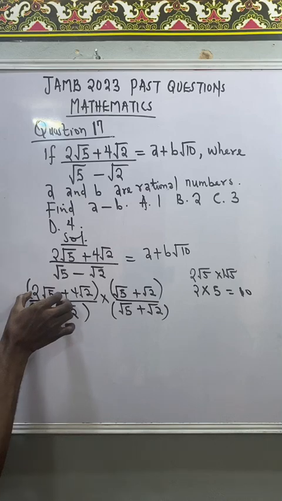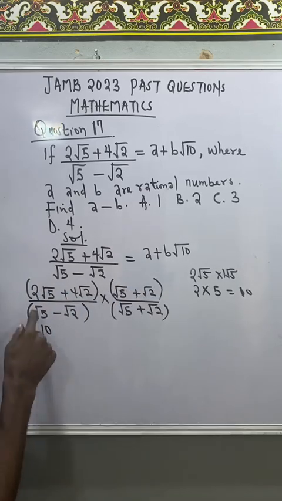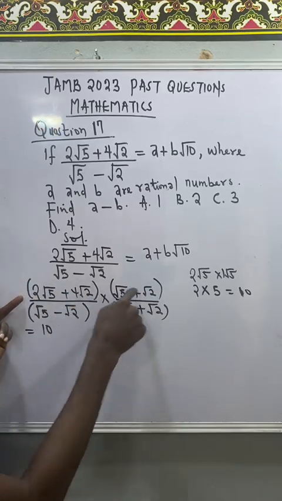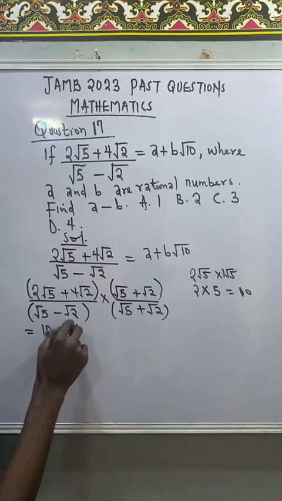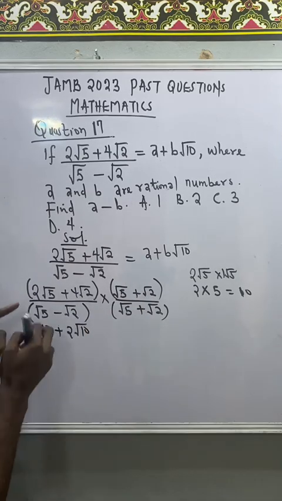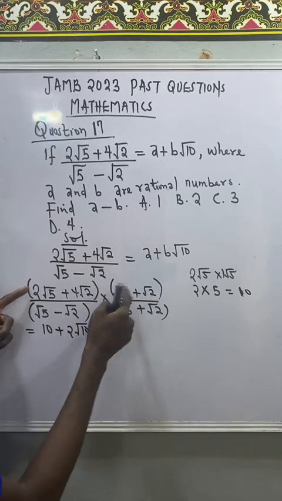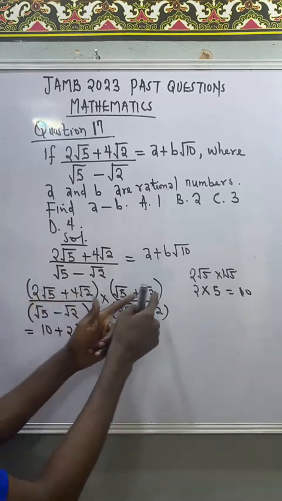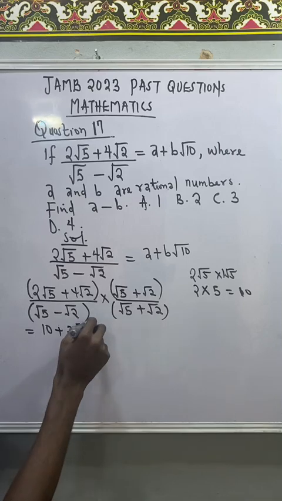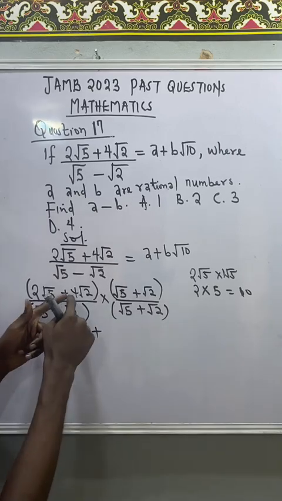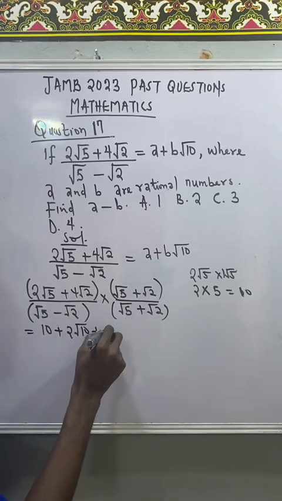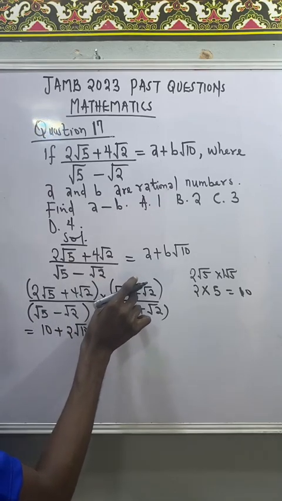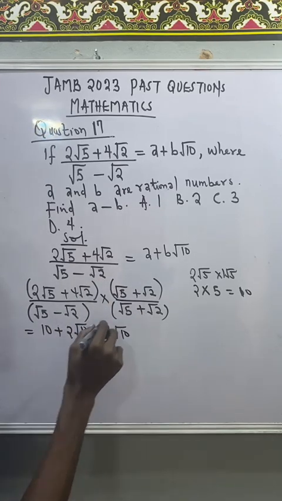Now, let's go by multiplying this by this. So 2 root 5 times root 2 will give me 2 root 10. Or you do it one by one. 2 times the 1 that is attached to this gives me 2. Root 5 times root 2 gives me root 10. So let's go. Here we have 4 times the 1 that is attached to this, that will give me 4. Root 2 times root 5 gives me root 10.